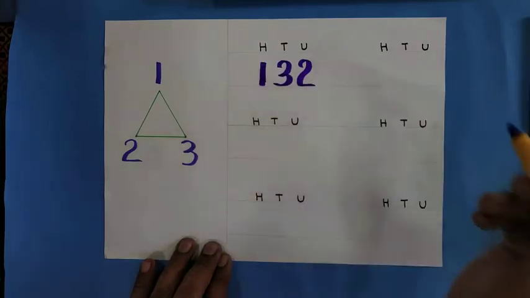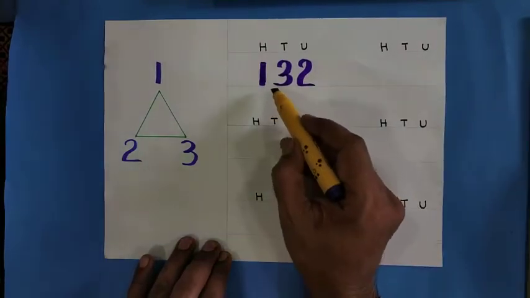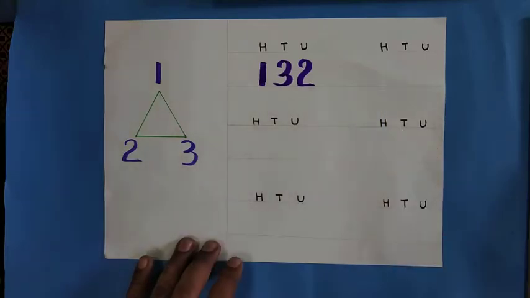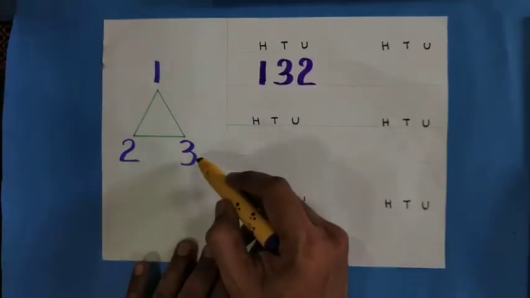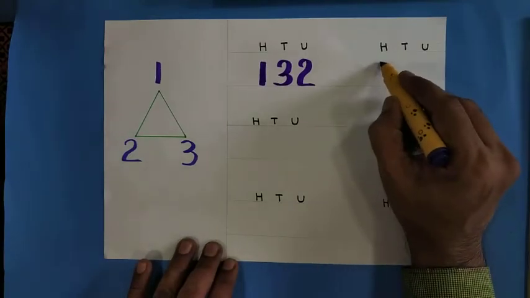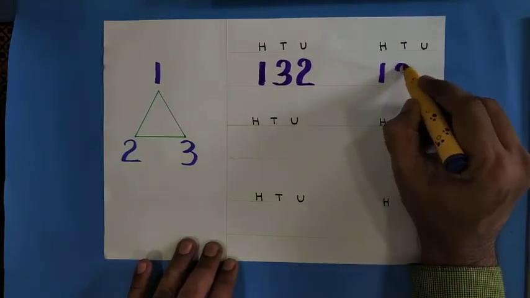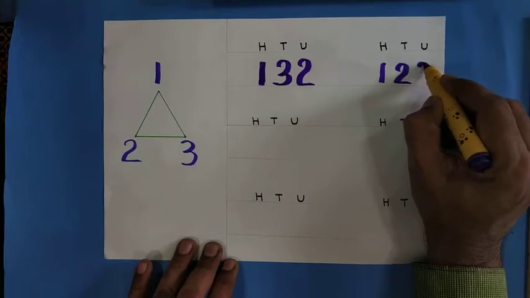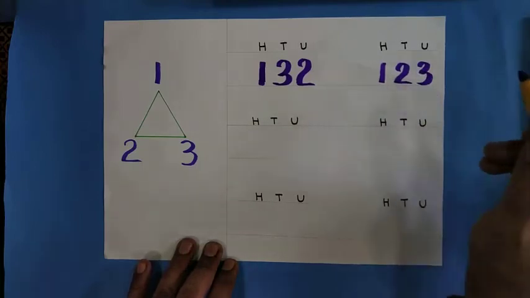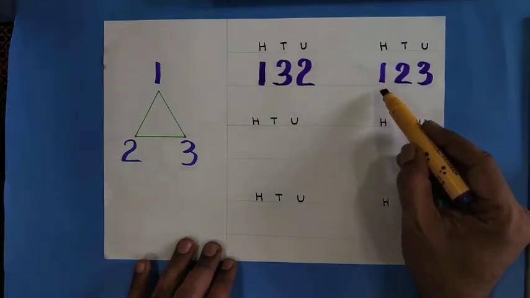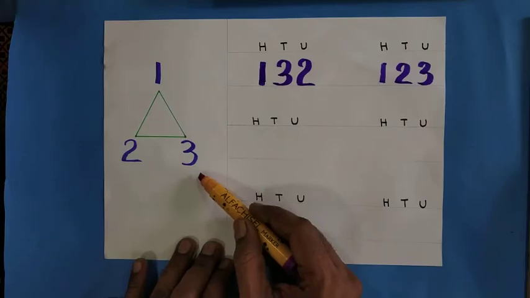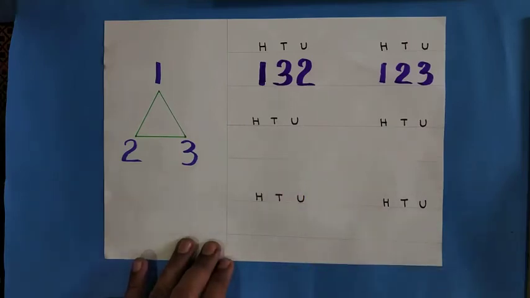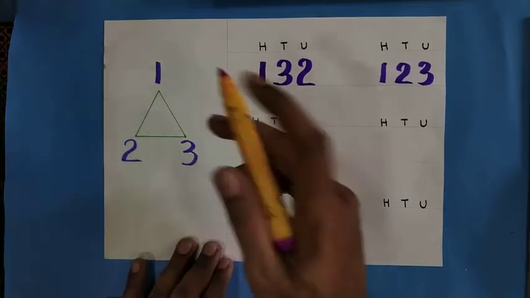So we got the one number, that is 132. Now anti-clockwise will follow like this. Okay, 1 at the 100 place, then 2 and 3. So we got 3-digit number and the number is 123. Now after 1 we'll take the 3 in the beginning, clockwise.